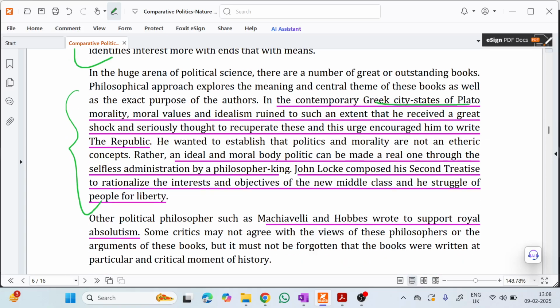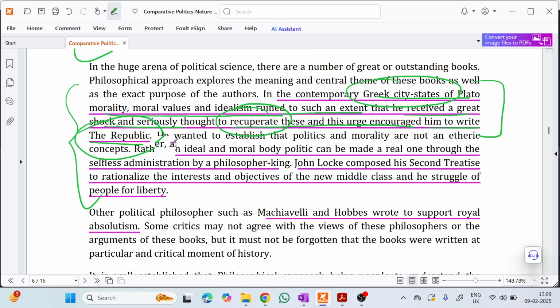Then in the contemporary Greek city-states of Plato, morality, moral value, and idealism were ruined to such an extent that he received a great shock and seriously thought to recuperate these, and this urge encouraged him to write the Republic. The meaning of which is, when Plato saw the moral decadence, the moral decay of the society in which he lived, he wanted to rejuvenate. He wanted to recover. Recuperate means recover this society, and for which he wrote his famous work, The Republic.